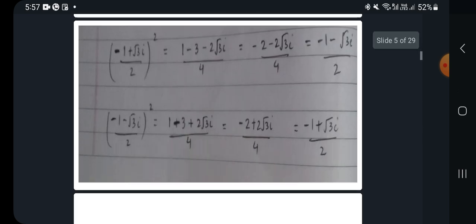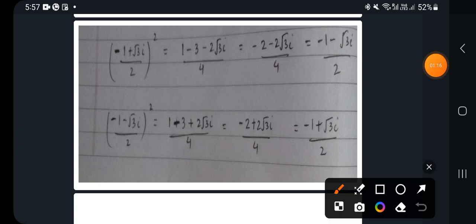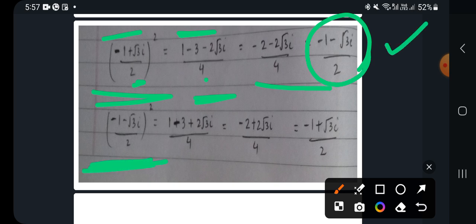We can see here, this is the first cube root of unity. We have squared it. By squaring it, this is (a minus b) whole square, a square plus b square minus 2ab upon square of 2, that is 4. By solving it, we will get this, and this is the second cube root of unity. Similarly, this is the second cube root of unity, and by squaring it, we will get the first cube root of unity.